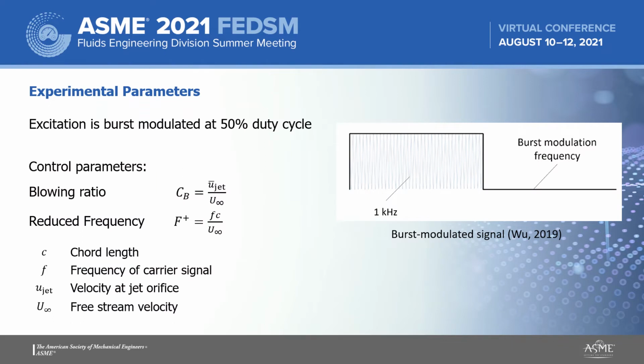The control is effected by the burst modulation of a 1 kHz signal by a square wave at 50% duty cycle. The momentum addition to the flow can be defined as the ratio between the mean velocity at the jet exit and the free stream velocity, called the blowing ratio. The excitation frequency is parameterized by the reduced frequency, which is normalized by the chord length and the free stream velocity.